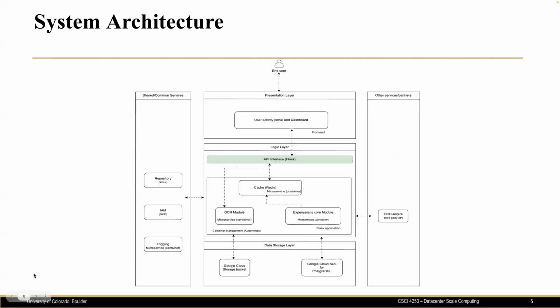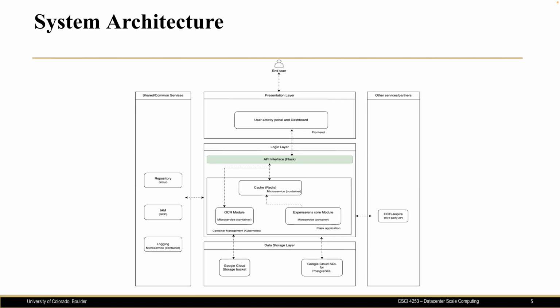Now let's go through the architecture diagram. As a user, you start by interacting with the user activity portal and dashboard UI. Here you can upload receipts, verify details, and access the analytics dashboard. Once the user uploads a receipt or invoice, the user's actions trigger requests that are sent to the API interface.